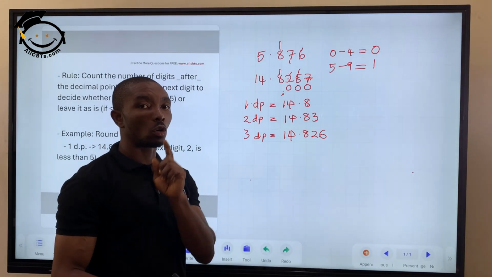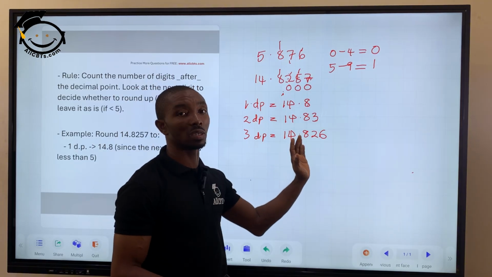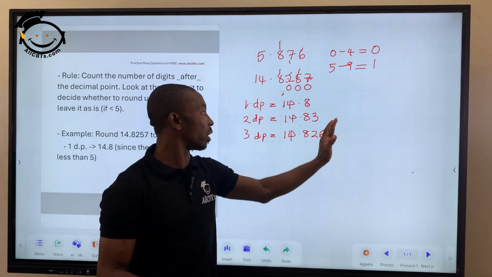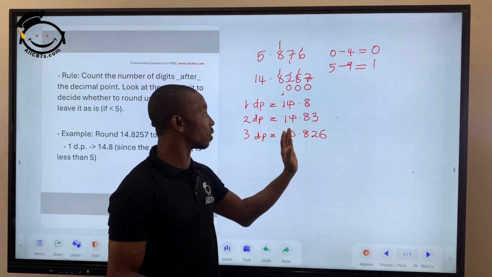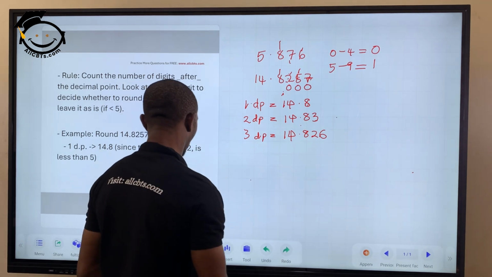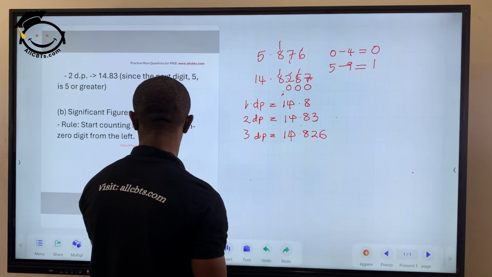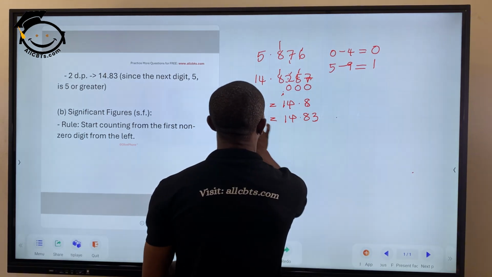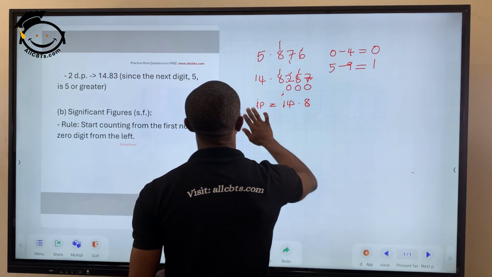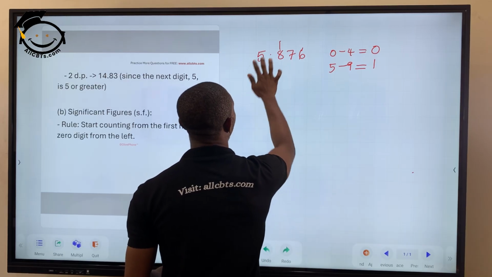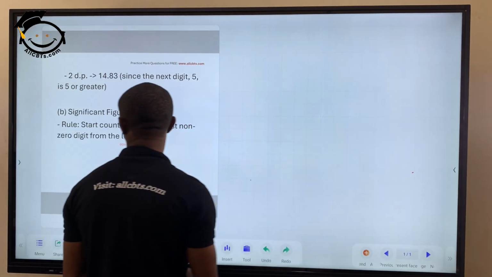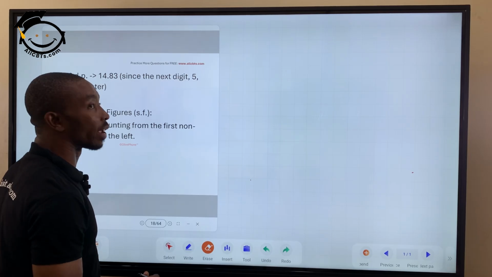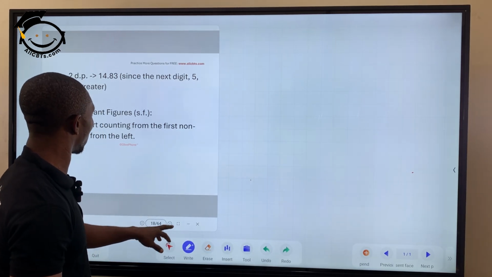Okay, now, always remember that decimal places only work for the figures after your decimal point. Decimal places only work for the figures after the decimal point. Alright, now let's look at that of significant numbers. Okay, significant numbers deal with the entire number in question. Okay, from the first non-zero digit, you work with your significant number.